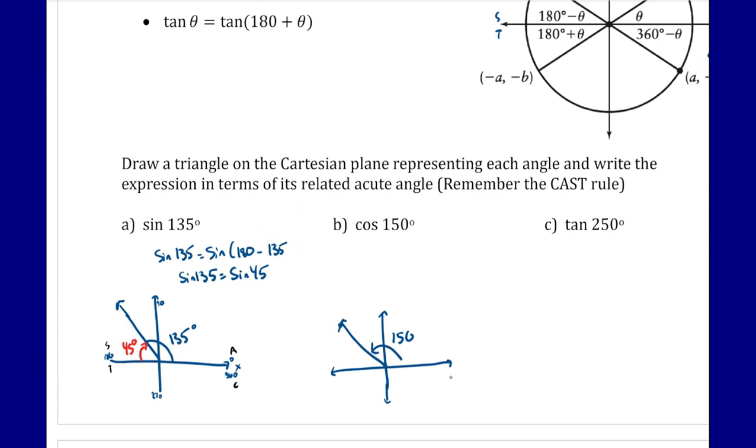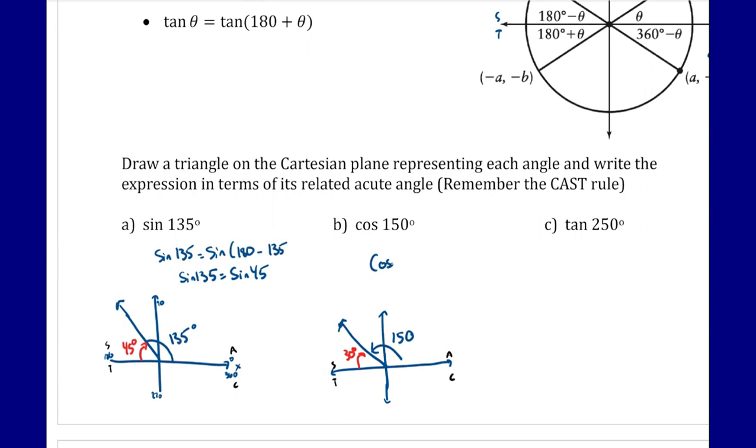If I look at the CAST rule, it states that the cosine ratio here should be negative, right? So I want to find the related acute angle. Again, the acute angle in this case would be 30, right? Looking at the relationship, this would have to be 30. However, it is not positive in this direction, right? So it's not positive here.